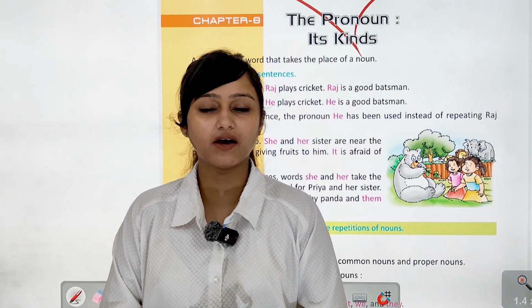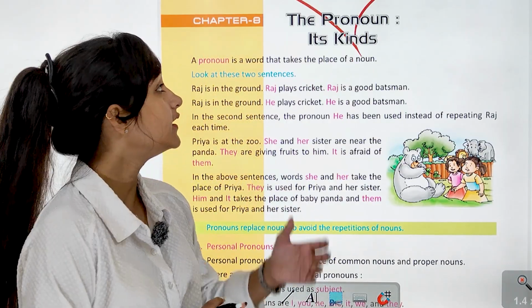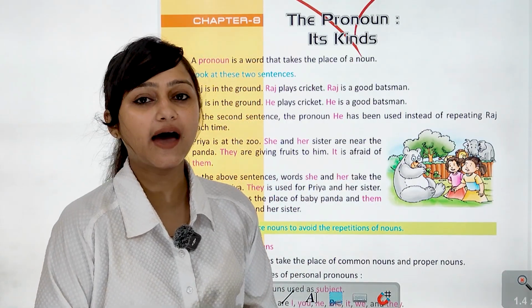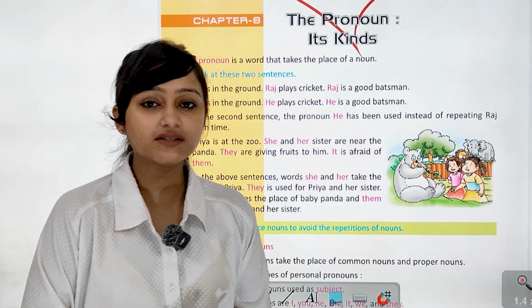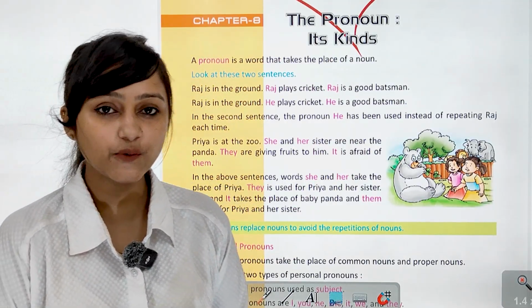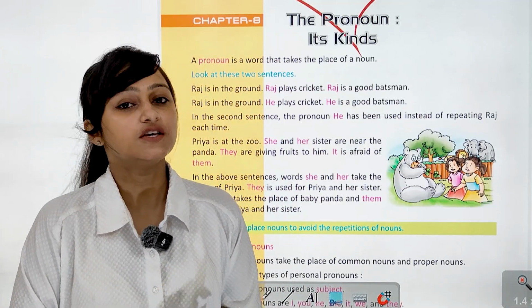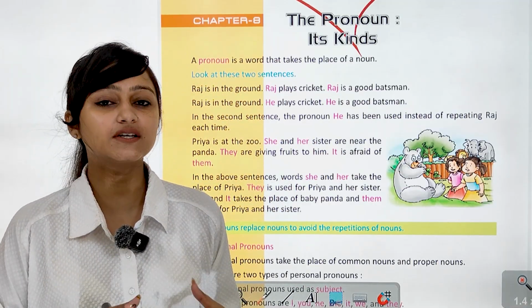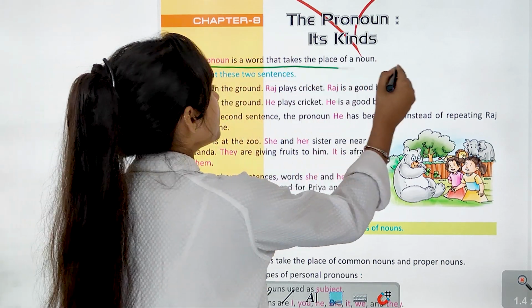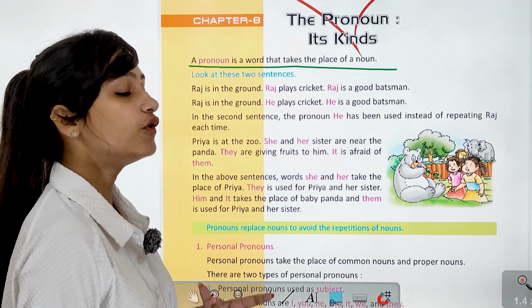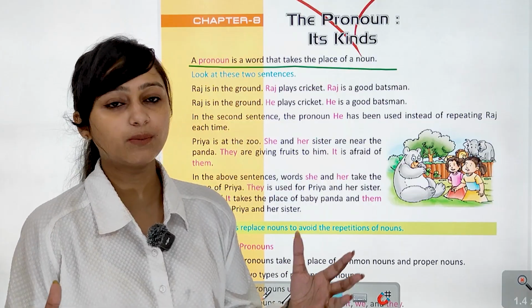Happy. So today we are going to begin with lesson number 8, that is the pronoun and its kinds. So what are pronouns? The words that are used in place of a noun are known as pronouns. In this chapter we are going to study their types also. So let's begin. A pronoun is a word that takes the place of a noun. एक pronoun एक वो word होता है जो किसकी place लेता है? Noun की place लेता है.